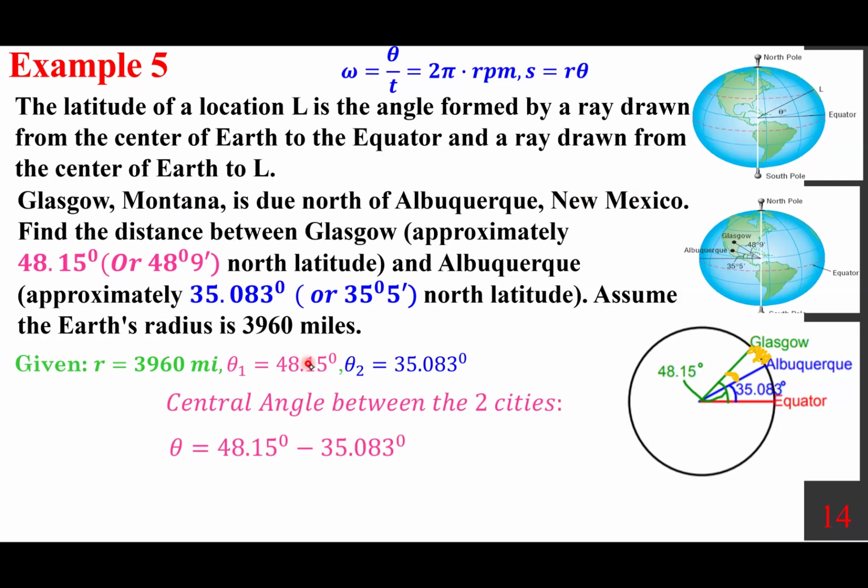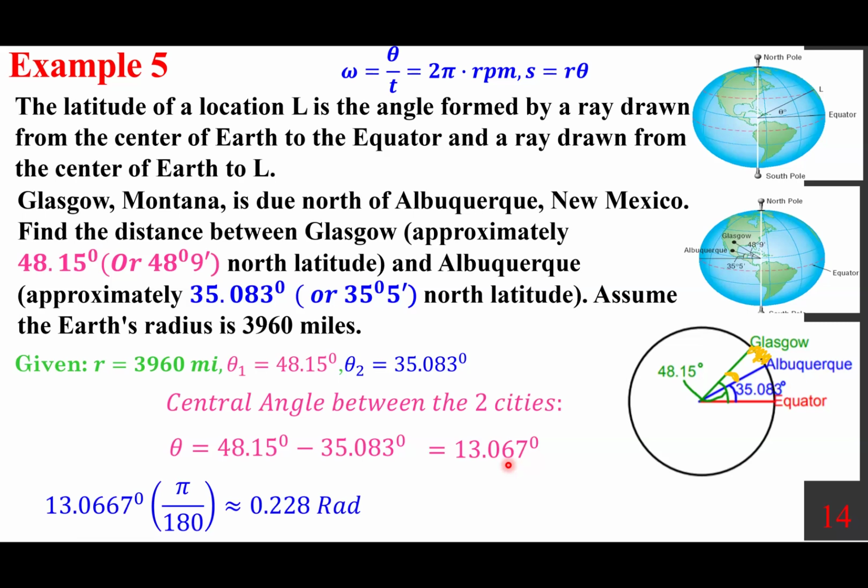And we get 13.067 degrees. Now, it has to be in radians. You have to multiply it by pi over 180 to change it in radians. It's a must.